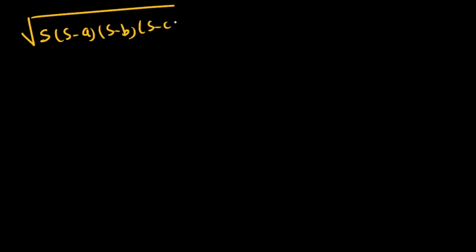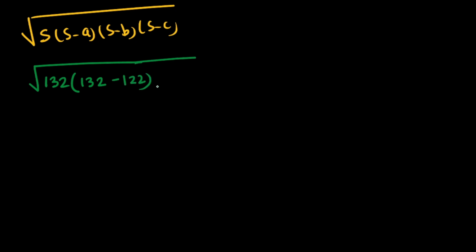To find the area, we'll write Heron's formula, that is root of S into S minus A into S minus B into S minus C. Right. We just found out what S is, right? S is 132. Then you have S minus A, so you write 132 minus 122. Then you have 132, in the place of B, we will write 120. Then into 132 minus 22.